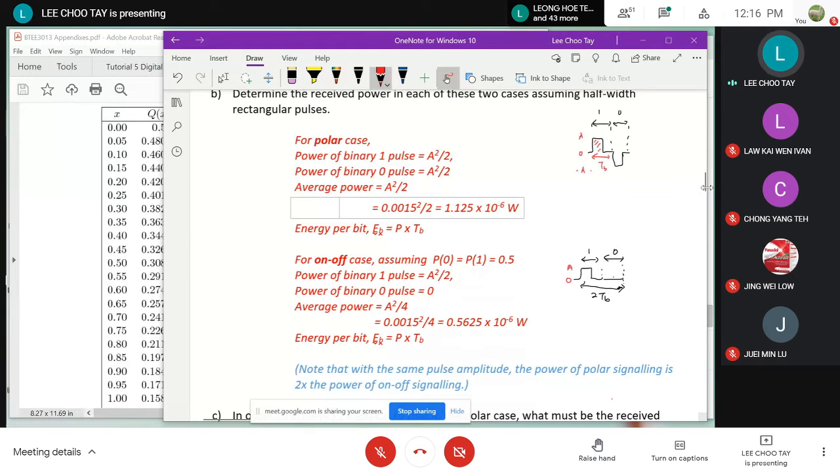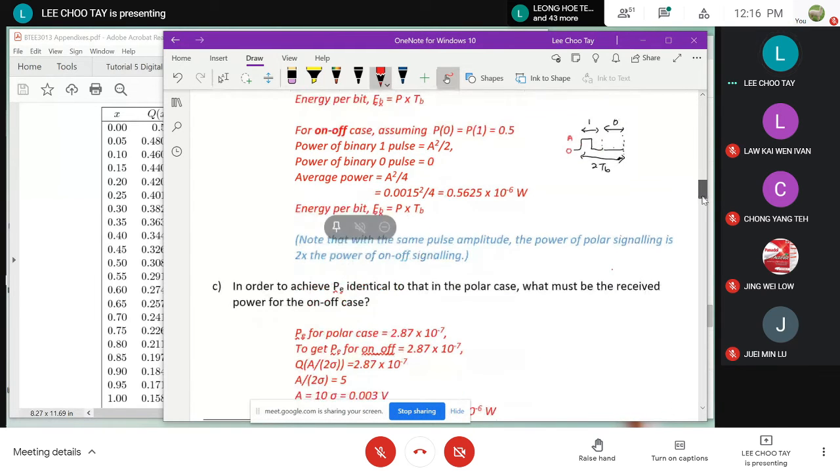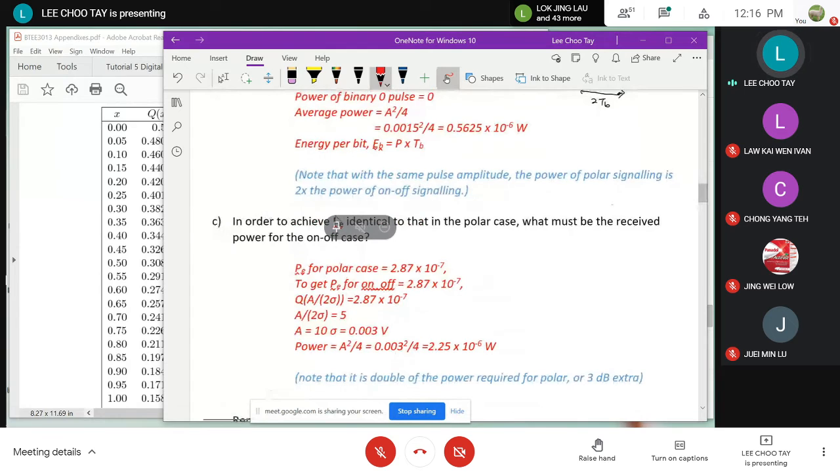So let's move on to the next one here, part C. In order to receive the probability of error identical to that in the polar case, what must be the receive power for the on-off case? The probability of error for the polar case is this. Now we want the on-off case to have the same probability of error. To achieve that, the Q of A over 2 sigma must be this value. To get this value, the X must be 5. That means A over 2 sigma must be 5, isn't it?